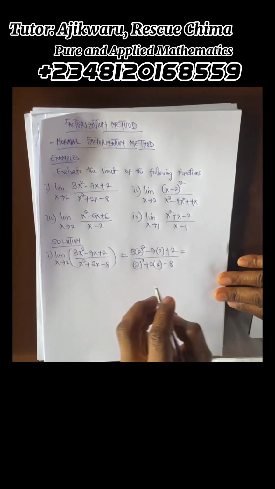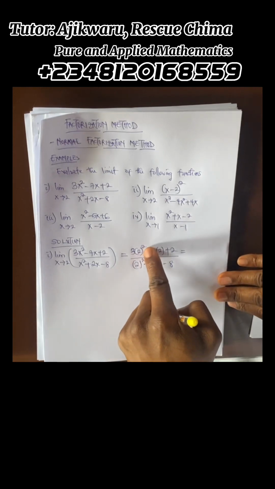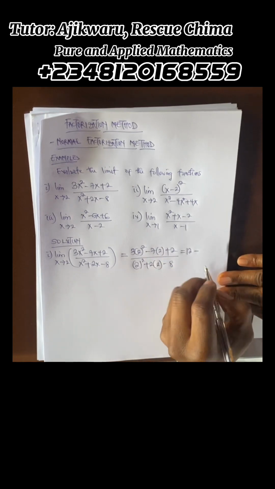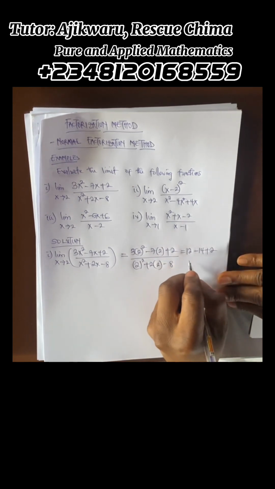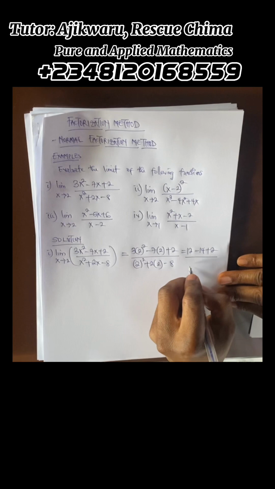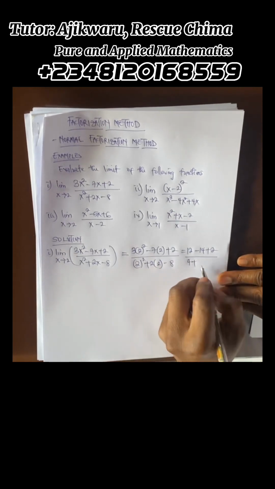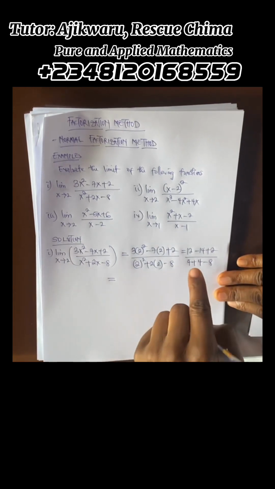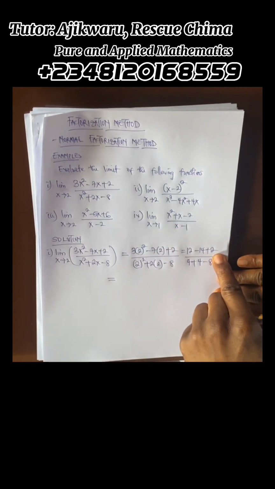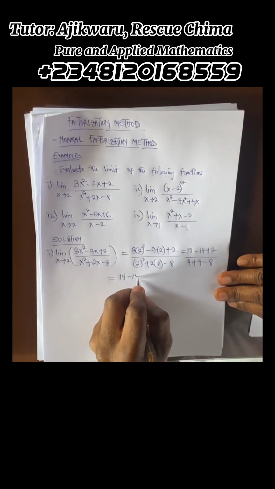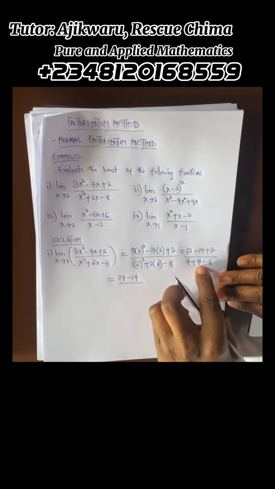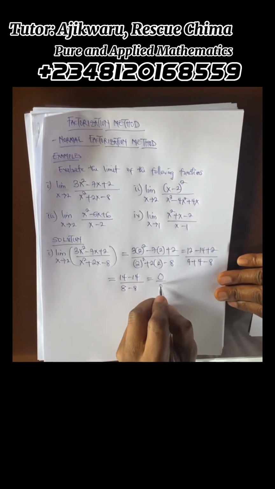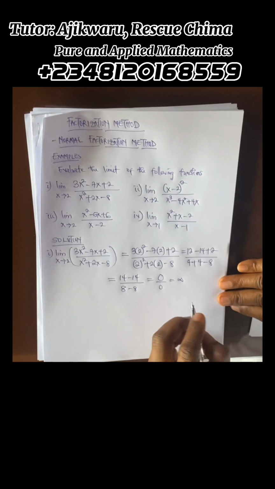And this gives us 2 squared is 4, 4 times 3 is 12, minus 7 times 2 is 14, plus 2, all over 2 squared is 4, plus 2 times 2 is 4, minus 8. And this gives us 12 plus 2 is 14. We have 14 minus 14 all over 8. 4 plus 4 is 8. We have 8 minus 8. So we have 0 upon 0. And this is indeterminate expression.